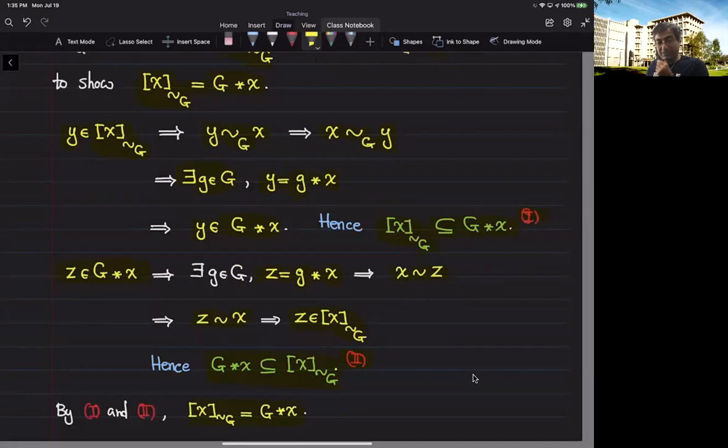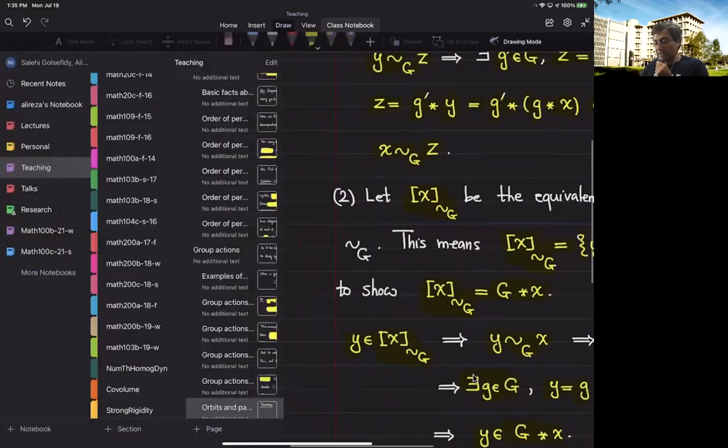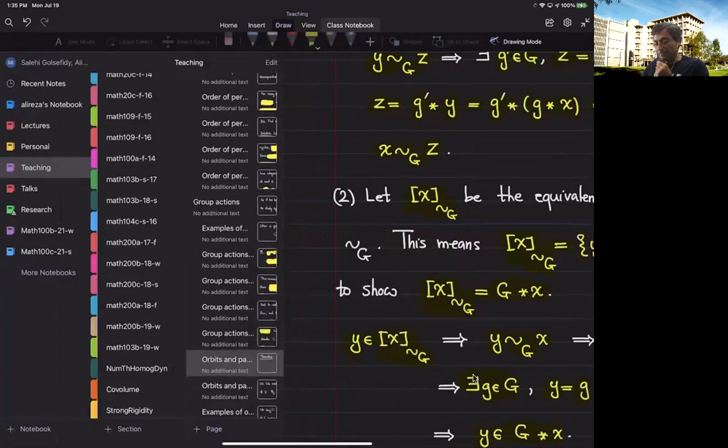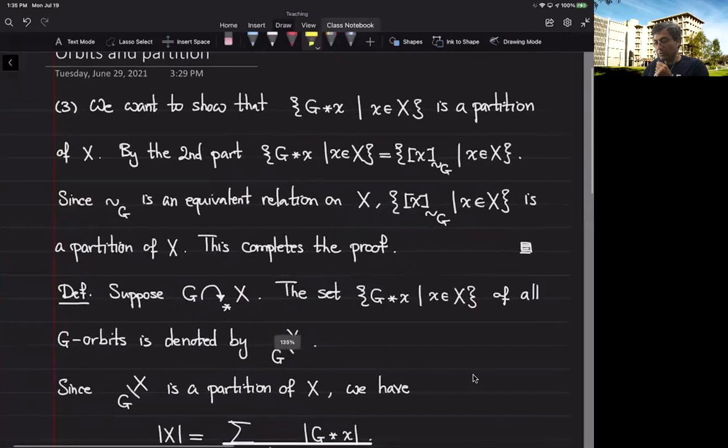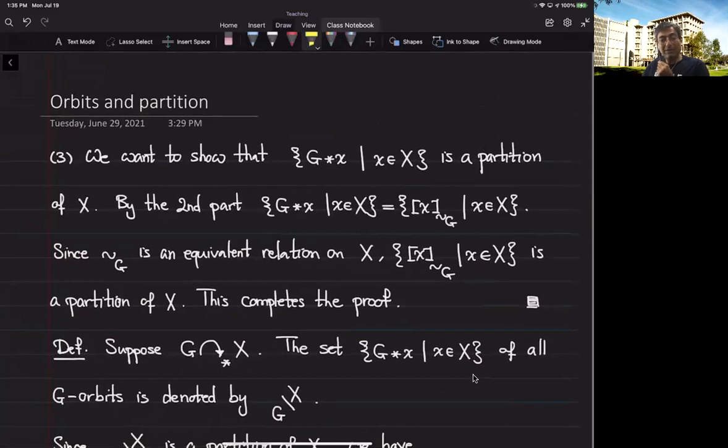One of the first things that we discussed in this course was the fact that there is a bijection between equivalence classes and partitions. In particular, we showed that equivalence classes form a partition of the set. Now we showed that the equivalence class of X is simply the G-orbit of X, and therefore the set of all the G-orbits, which is the same as the set of all the equivalence classes, is a partition. Because this is an equivalence relation, we know that this is a partition of X, and that completes the proof.